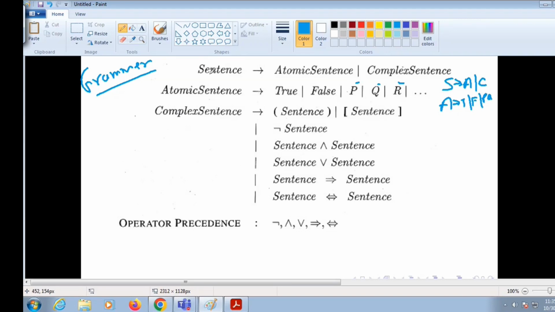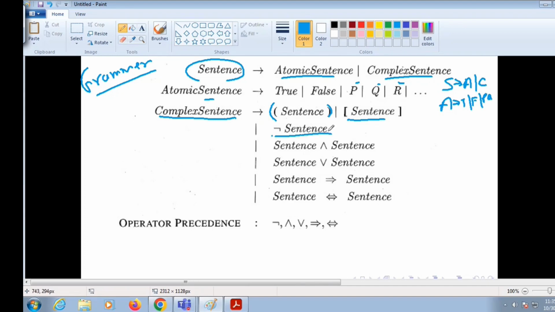A sentence could be an atomic sentence or a complex sentence. An atomic sentence could be true, false, or P, Q, R, S, something in one statement, one line only. Complex sentences are when there is a bracket and inside it a sentence, or a complete sentence is written there. Two different kinds of things are there. Or I think R is also here.